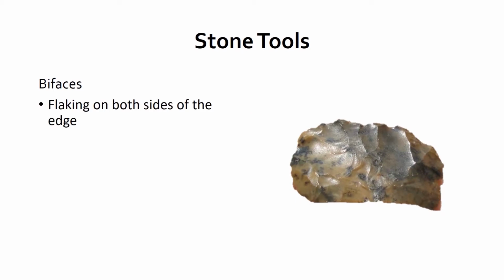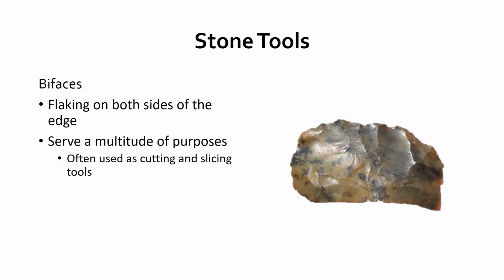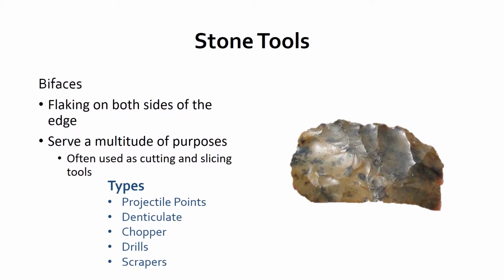Bifaces are stone tools that have flaking on both sides of the edge. So the stone tool here on the right has marks on one side and the other. And bifaces serve a multitude of purposes. They're used as cutting and slicing tools, and there's a million different types, but these are the top 5. There's projectile points, or arrowheads, denticulates, choppers, drills, and scrapers, and I'll show examples of each.